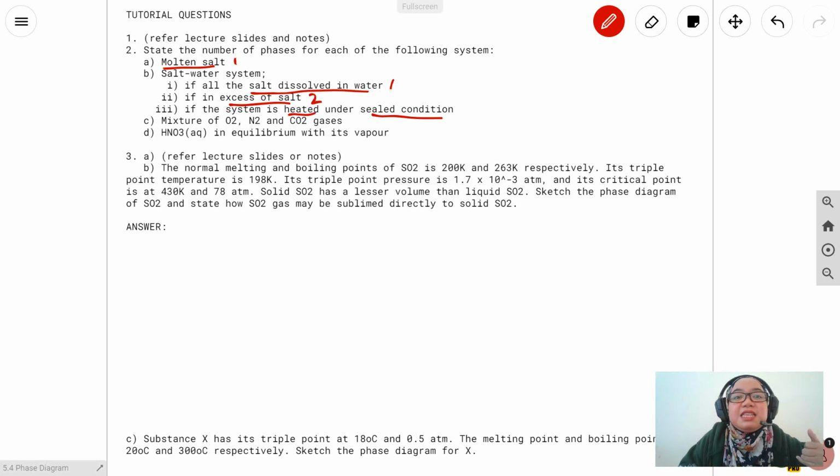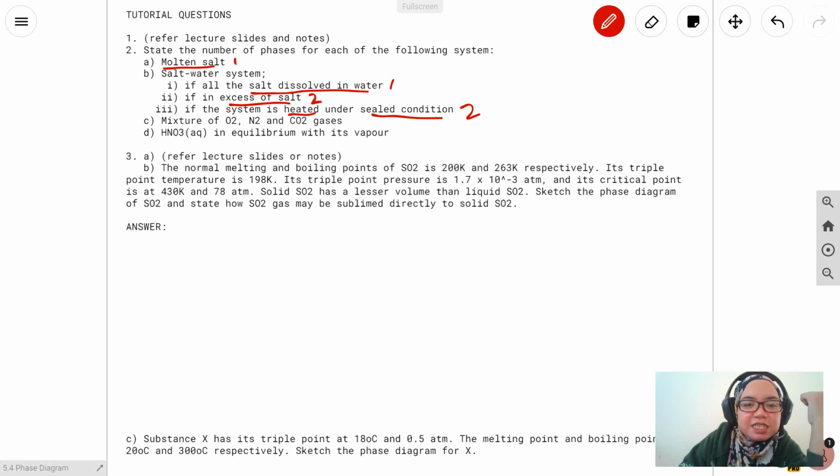Okay, how about if the system is heated under sealed condition? So, bila dia heated, okay, salt water bila heated, dia akan boil. So, dia akan jadi vapor. Kat situ ada vapor molecule dekat situ. Maksudnya dia akan exist as liquid and vapor. So, how many phases are there? 2 phases.